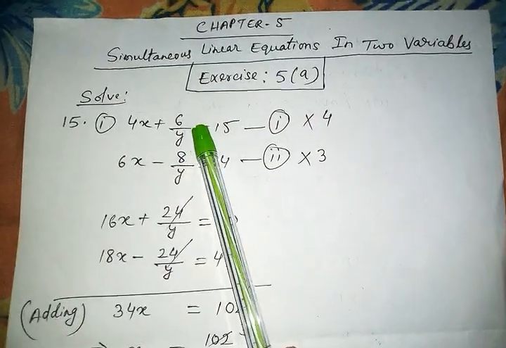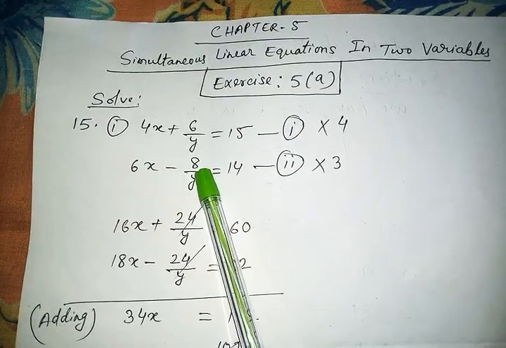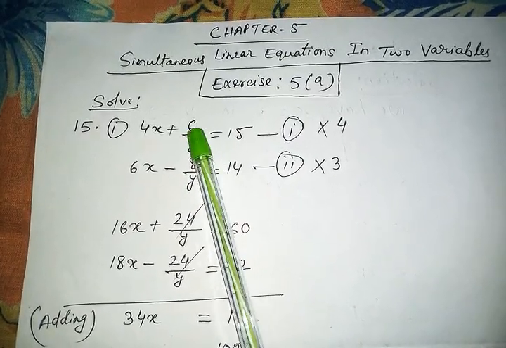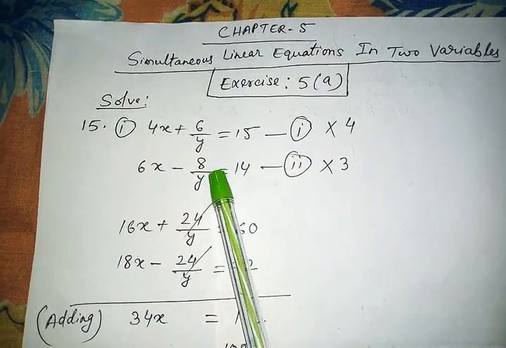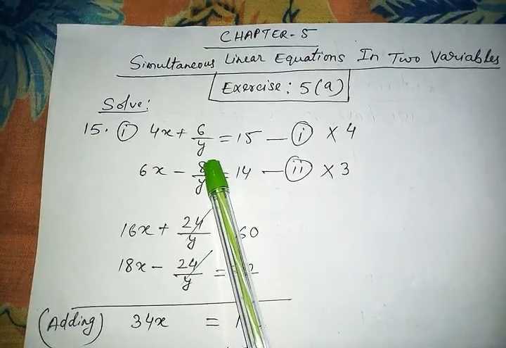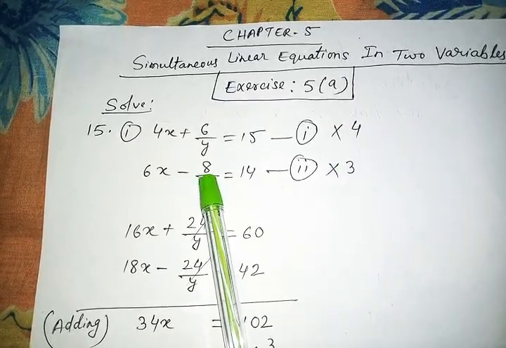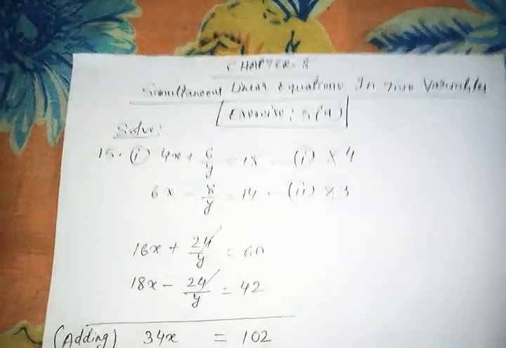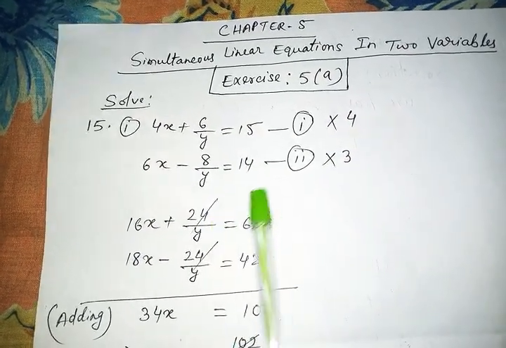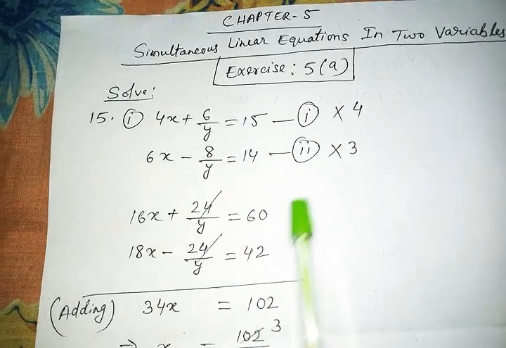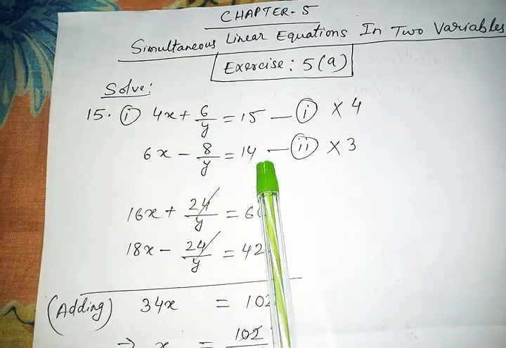To cancel y, here is 6 and here is 8. The LCM of 6 and 8 is 24. That is why 6 4s are 24 and 8 3s are 24. To make 24, we are multiplying the first equation by 4 and the second by 3. After multiplication, 4 4s are 16x, 4 6s are 24 by y, 15 4s are 60. Similarly, 3 6s are 18x, 3 8s are 24 by y, 14 3s are 42.